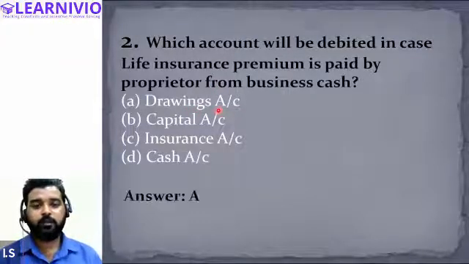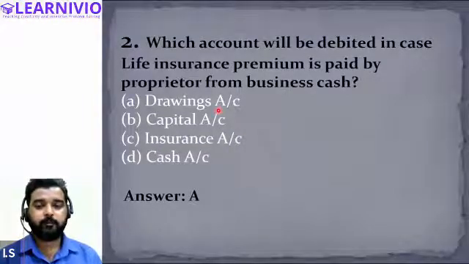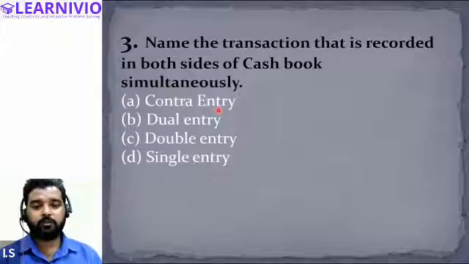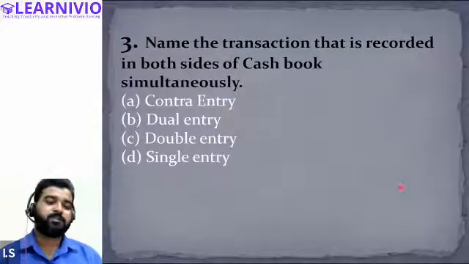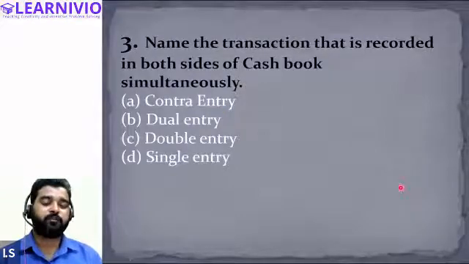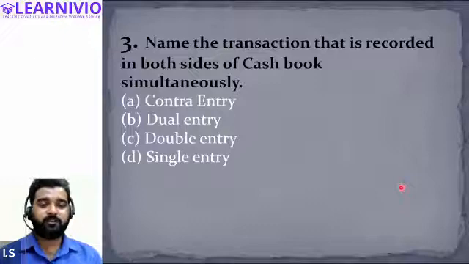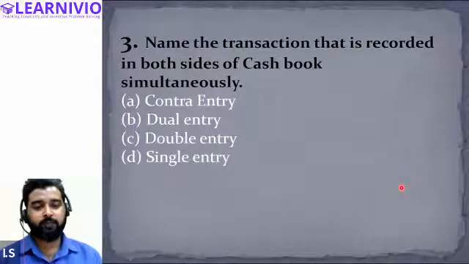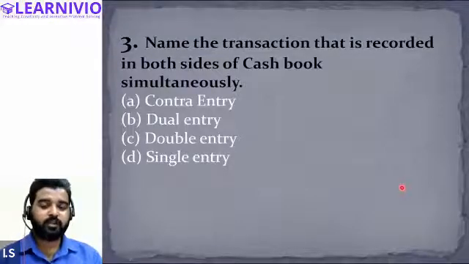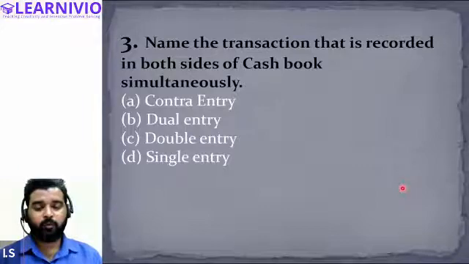Okay, in this case also we have the answer A. Now this is the question: name the transaction that is recorded in both sides of the cash book simultaneously. Which transaction is recorded on both sides of the cash book? Both sides basically means we make the transaction on the debit side as well as on the credit side, both at the same time. What is the name of that transaction?